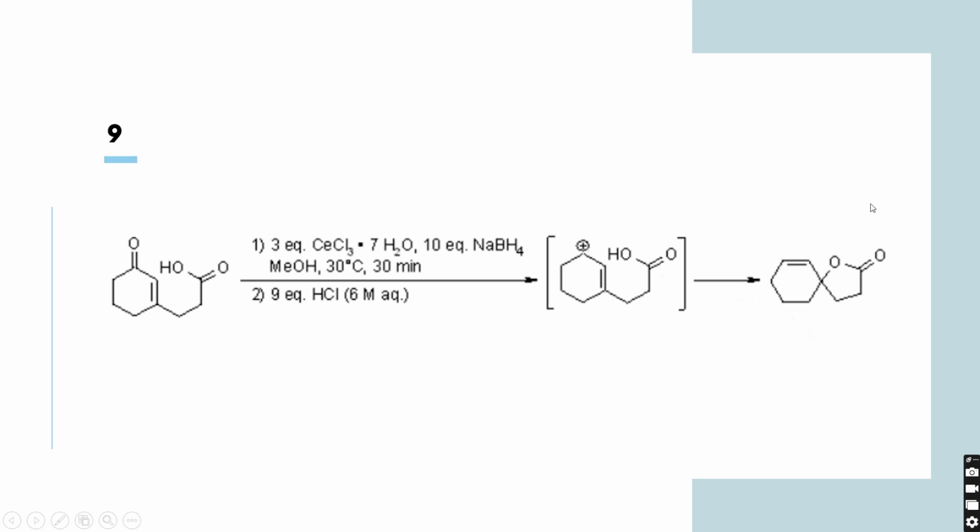So this lactone product you will get as a result of this Luche reduction followed by acid conditions. If you did not have this acidic condition present in the second step, you could have stopped at the Luche reduction product only. But since you are given a strong acidic condition here, you have to react it further. You have to form this carbocation and you have to react this carbocation with the carboxylic acid functionality.